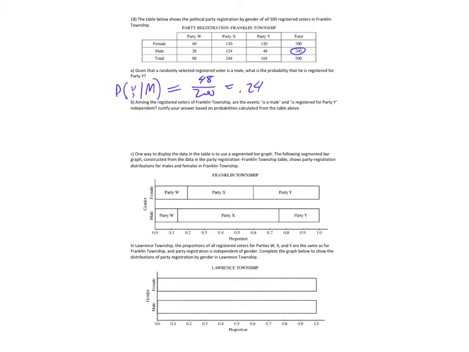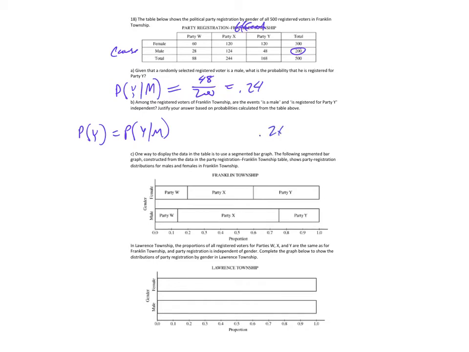Now part B: among the registered voters, are the events male and registered for party Y independent? When you look at this, if I look at gender as the cause and party as the effect, for instance, then I would be looking at whether party Y is independent of being in party Y given that you're a male. So effect given cause there, really. Well, we just answered the second part of that above, and if I had space below this, I'd write it there.